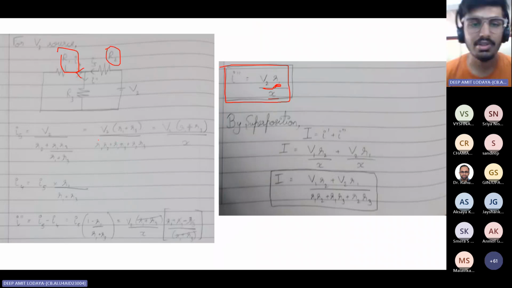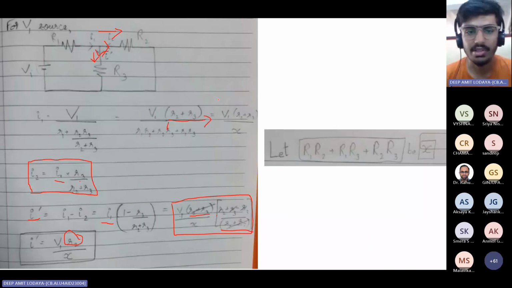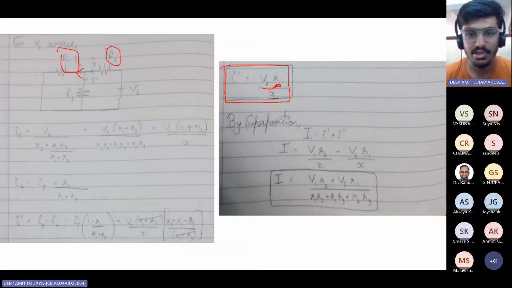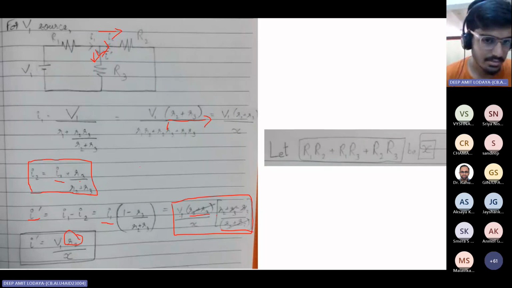So do you get the point? We are using current division rules to get the branch current, the central branch current. Any doubts on how I got these two equations, this I double dash and I dash?